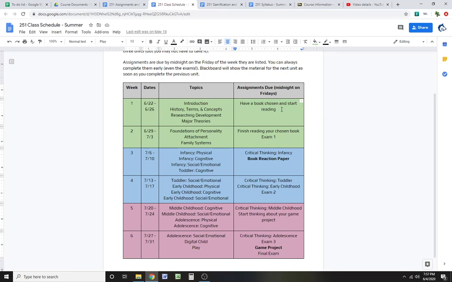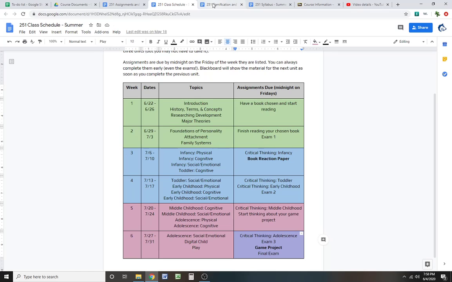So for the first week, I just want you to have a book chosen and be started reading it. For the second week, just try to finish reading your chosen book and have Exam 1 done. Okay? Week 3 will be the critical thinking infancy questions and the book reaction paper. Week 4 is critical thinking toddlers, critical thinking early childhood, and Exam 2. Okay? Then we have critical thinking middle childhood, and I want you to start planning your game project at this point. And then over here we have the critical thinking for adolescents, Exam 3, the game project, and the final. It seems like a lot, but this is a 6-week class. It has to go really fast, but just stay focused and you can get it done.